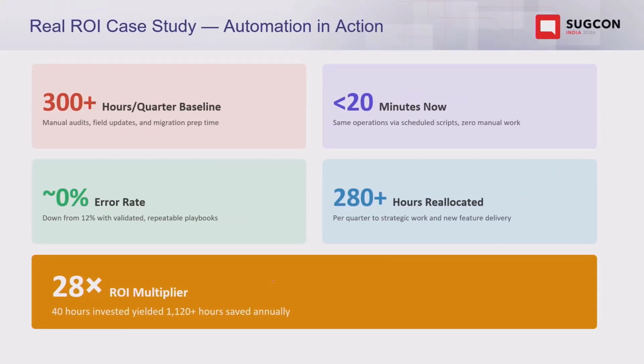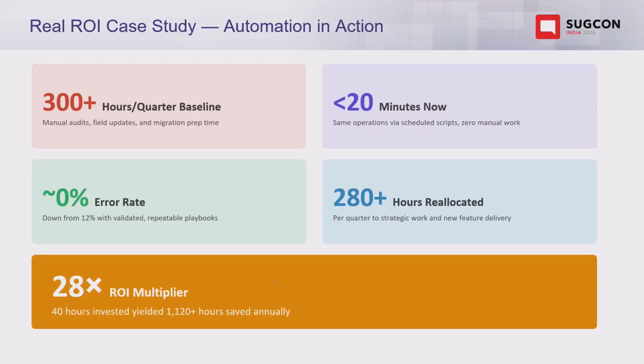There is one real case study that we did for one of our customers. Especially for the content auditing part, for the field updates, for the migration, they were doing it manually, and for this they were spending almost 300 hours in one quarter. So then we wrote a PowerShell script. We automated it entirely through the PowerShell script. Now it takes less than 20 minutes, and generally we are not finding any errors there because we wrote the PowerShell script and we have tested it.